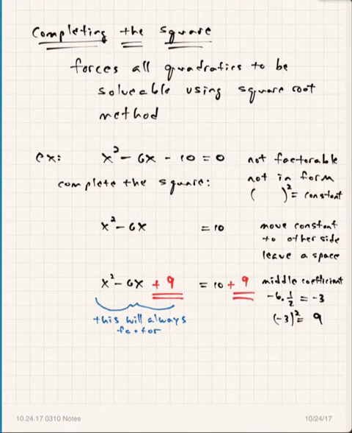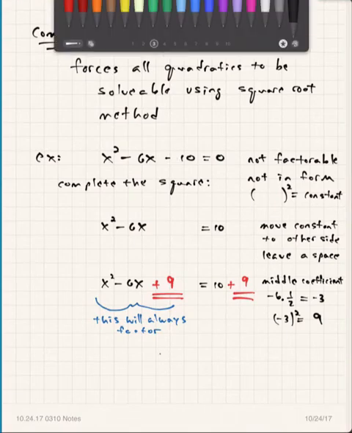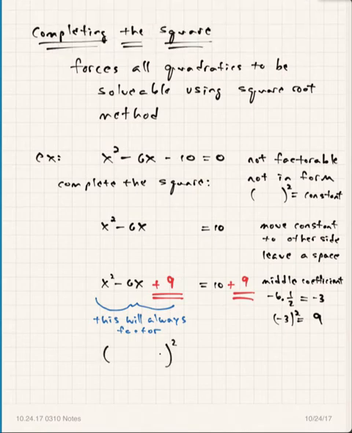And the good news is it always factors exactly the same way. It always factors as the square of a binomial. So you could put parentheses down because you know it's going to factor as a perfect square, always. And it always factors the same way as the square of a binomial. It's always the square root of the first term.